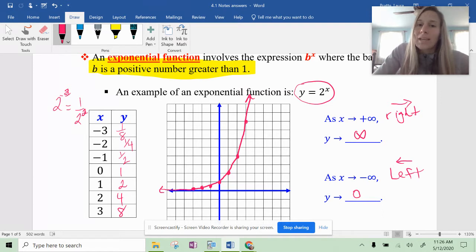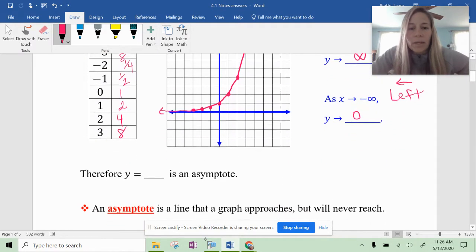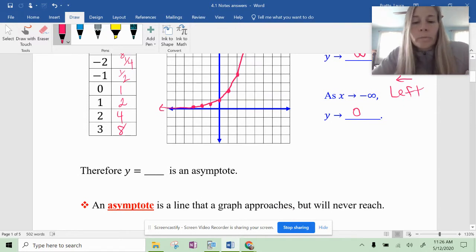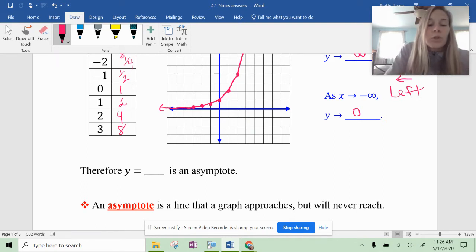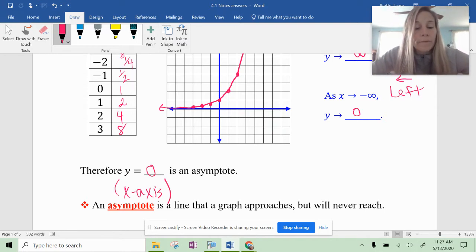So it's never actually crossing it. It's just kind of lining up with it. So when a graph does that and it sort of approaches something, but it never actually intersects it or gets to it, we call it an asymptote. So an asymptote is a line that a graph will get very, very close to, but never actually touch or intersect. So the line y equals 0, which is actually, in this case, your x-axis, is an asymptote of this particular graph. So like I said, an asymptote is a line that a graph approaches but never actually reaches.